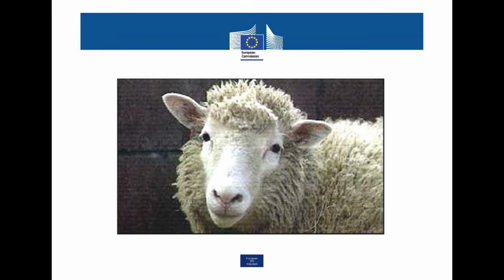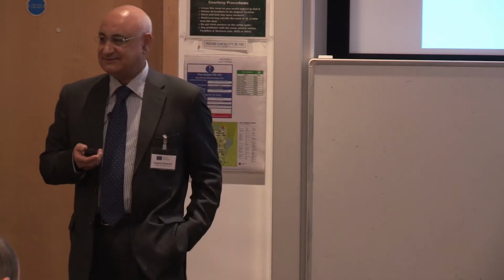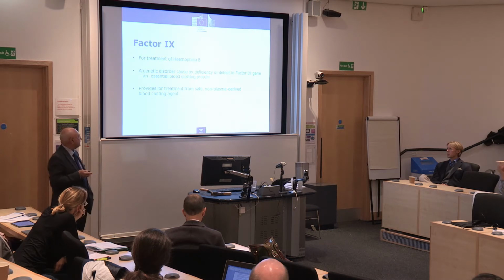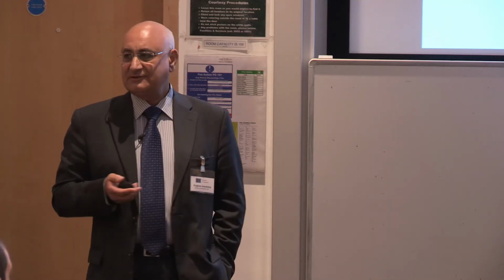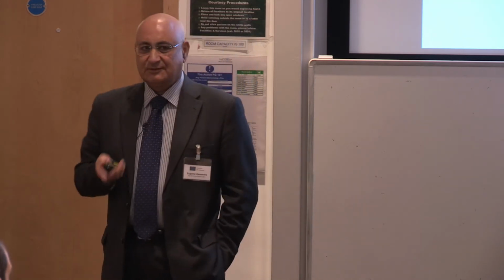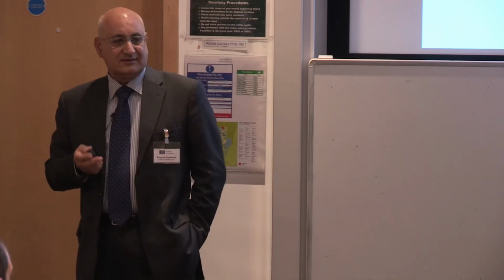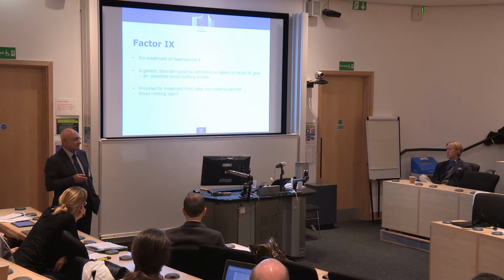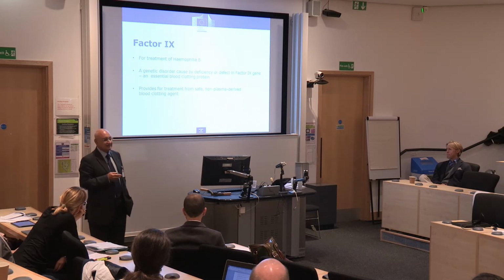Does anyone recognize this? Yes, Dolly. And I'll just put her there because she plays a part in this. This is the technology Factor 9. Factor 9 is a treatment for haemophilia, one of the blood defects. This invention provides treatment with safe, non-plasma derived blood clotting agents. Previously, in the early 90s, the only method of getting this was from human blood plasma. And in the US, I think the figure was something like 54% of haemophiliacs were HIV positive as a result of contaminated blood. So it was a big issue.